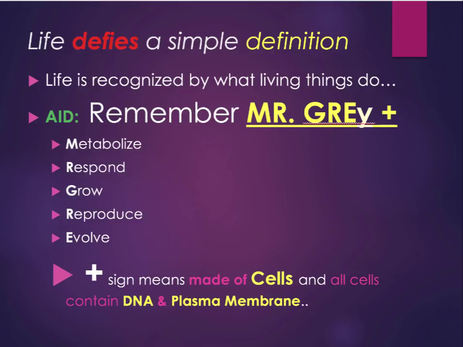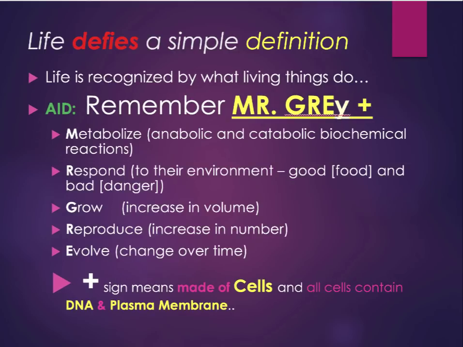We have to add the plus sign to Mr. Gray to convey the meaning that all living things are made of cells. A cell is the fundamental unit of life. This is very important. Adding a little information to the previous slide, the word metabolize encompasses all chemical reactions taking place inside living organisms. These involve anabolic reactions, those that build up simple chemistry into complex chemistry, and catabolic chemical reactions, which do the reverse.